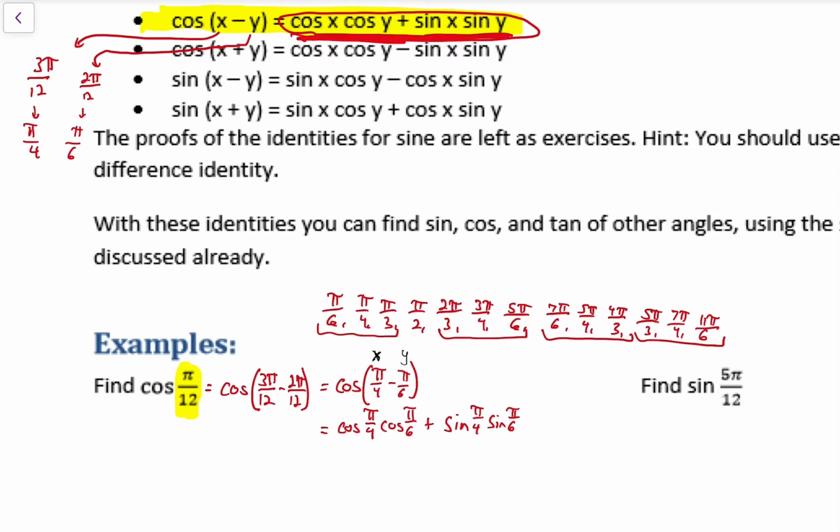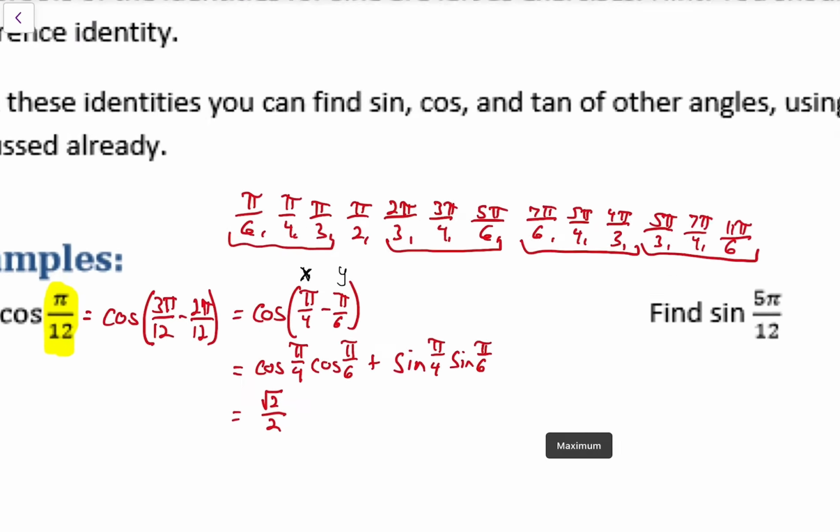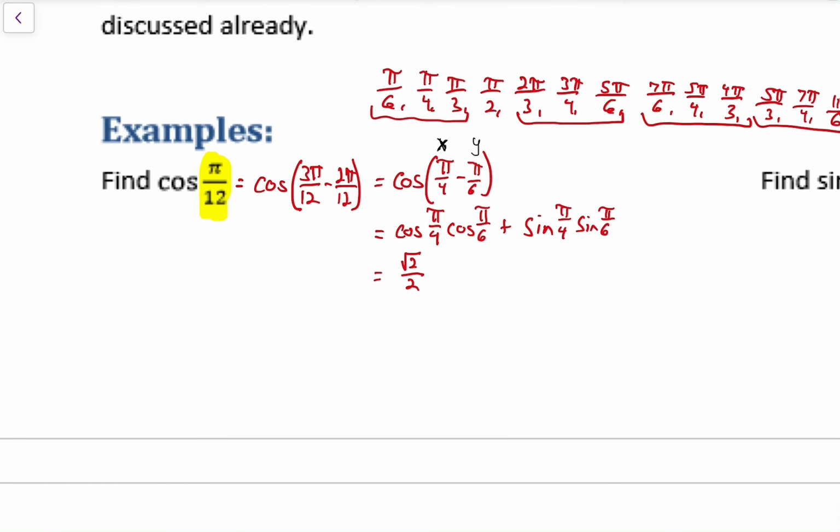And hopefully you are still familiar with what all these things are equal to. They're all in the first quadrant, so they are all positive. So cosine of pi over 4 is root 2 over 2. We'll go ahead and make this larger for now. Cosine of pi over 6 is root 3 over 2. Plus sine of pi over 4 is root 2 over 2. And sine of pi over 6 is 1/2.